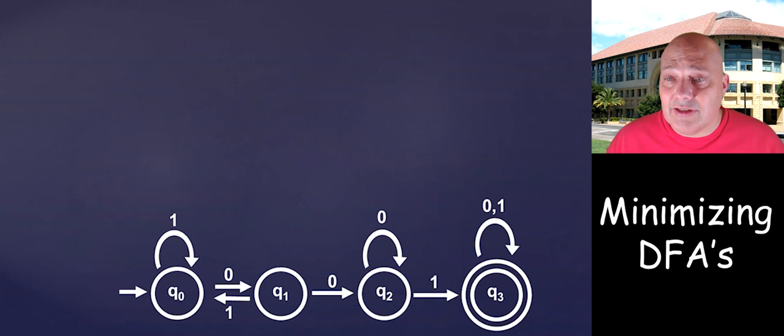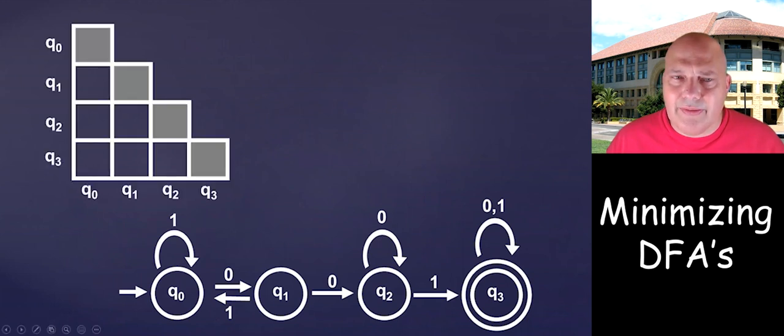So let's look at this algorithm here. We have this table. The table needs to look at all the pairs. We have 6 pairs to care about. And what we first see is that Q3 is an accept state, and it's the only accept state, which means that it is distinguishable from all the rest. So these are the first Ds that we can do.